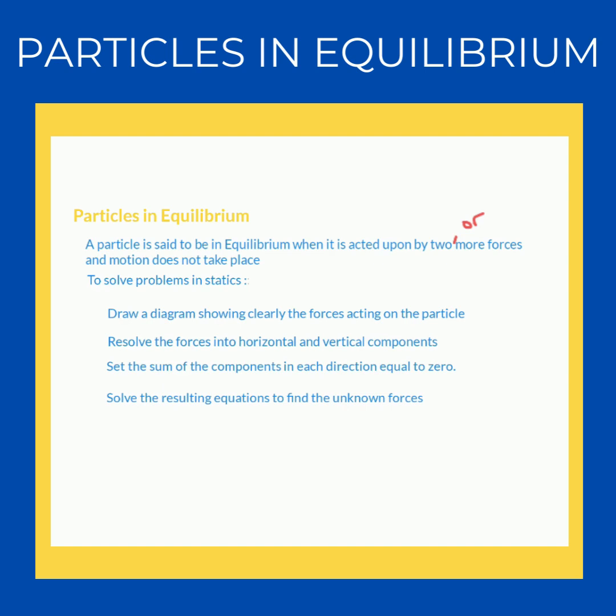Why 0? Because when the particle is at rest, motion does not take place, and of course the speed is 0. So once we resolve the forces into vertical and horizontal components, we set the sum of the components in each direction, in the x direction and in the y direction, equal to 0, and then finally we solve the resulting equations to find the unknown forces. Now let's do an example to illustrate and explain these four steps when solving questions about particles in equilibrium.